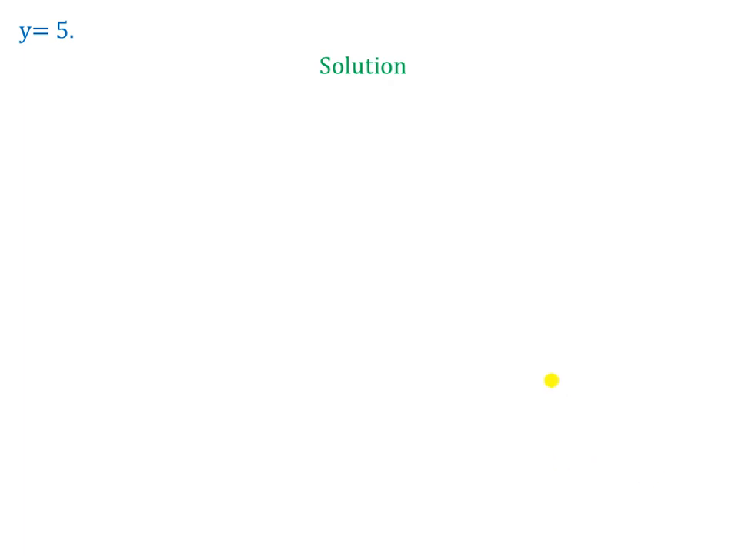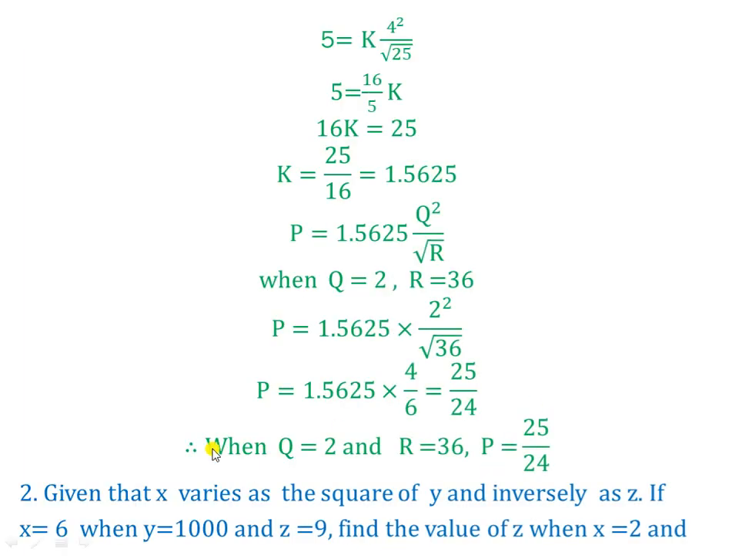Now, in our solution, we shall again follow the statement very carefully, because the statement says x this time varies as a square of y. So it means x is directly proportional to y squared. But again, it also varies inversely as z. So it means the same x is proportional to 1 over z.